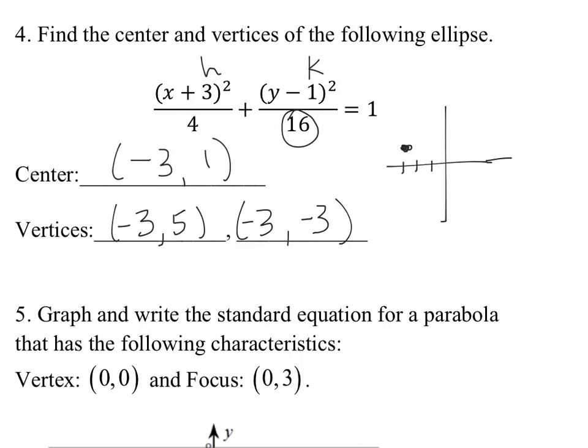Up 1 would be right here. And since the major axis is up 4 units, if this is 1, 2, 3, 4, if I go up 4 units, that puts me right here. Well, that point is (-3, 5). And if I go down, 1, 2, 3, 4, that puts me at (-3, -3). So if you need to draw a picture, you can do that. This would be our ellipse right here, if that helps you. Otherwise, all you have to do is add or subtract from whichever value your major axis is on.